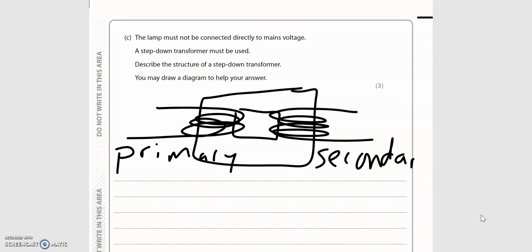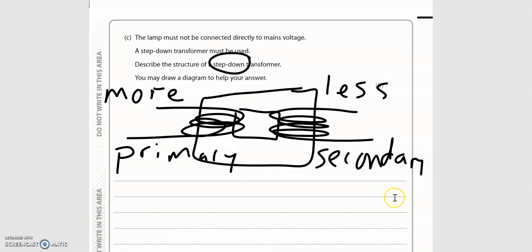And if you remember, the number of coils is what decides whether it's going to be a step up or a step down. Now this is a step down transformer, which means there will be less turns on the secondary coil and more turns on the primary coil. That's what makes it a step down transformer. And that's basically it. So you can draw that, which will help you get most of the marks.